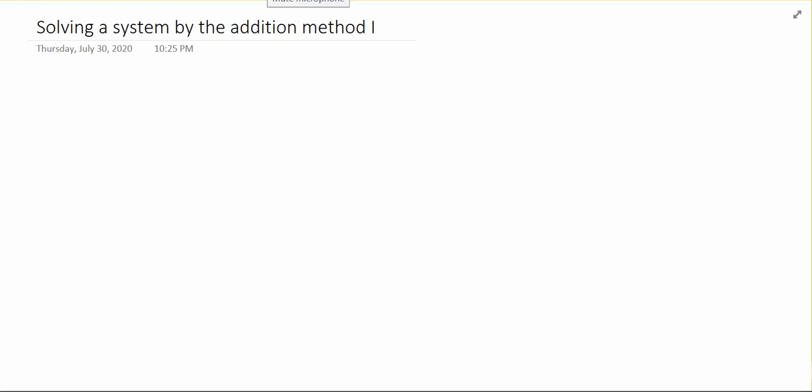Okay, so now we're going to take a look at solving a system using what's called the addition method. Sometimes this method is also called the elimination method. So let's dive right in.